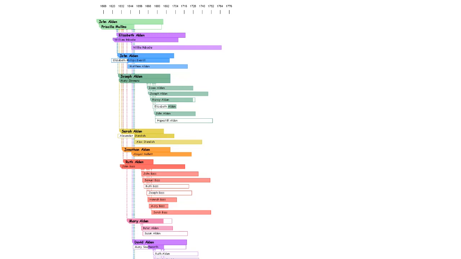The full descendant timeline can also highlight family lines where more information is needed. In this example, there is little information for Sarah, Jonathan, and Mary as compared to others. These could be targeted for further research.